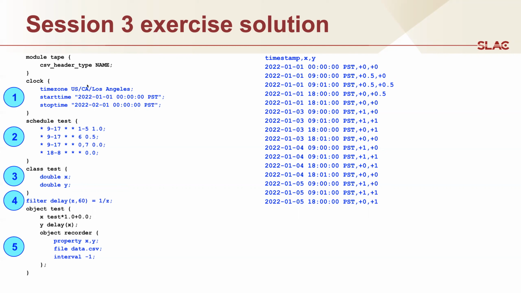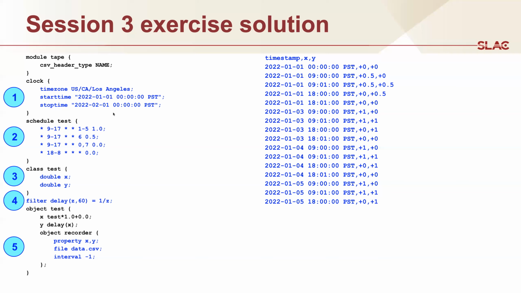So, all right, let's get into the solution. Clearly, the first thing that's important to know is that we need to use the tape module, because we're going to be using a recorder, and the recorder is implemented in the tape module. And this feature of the tape module allows us to save the data in a format that's convenient to look at as a simple CSV file. What it does is it creates a header in the CSV file that contains the property name. So you can see over on the right side, the first line of the output of that file contains the timestamp and the 2 values that we're going to be creating.